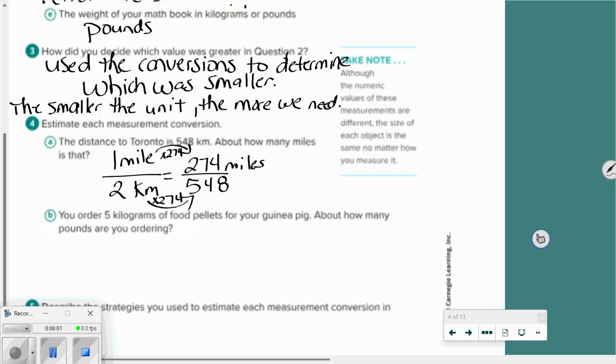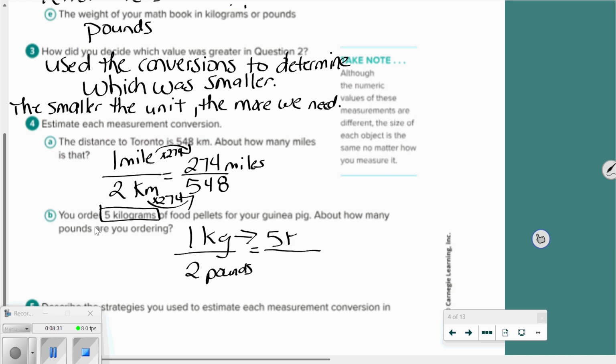You order 5 kilograms of food pellets for your guinea pig. About how many pounds are you ordering? So what do I know about kilograms and pounds? What did our conversion tell us? 1 kilogram is about 2 pounds, yes? So, what do I know from my problem? Because on the bottom is 5 kilograms. 5 kilograms. So I put that even with the kilograms.